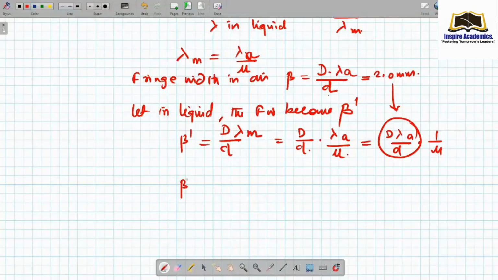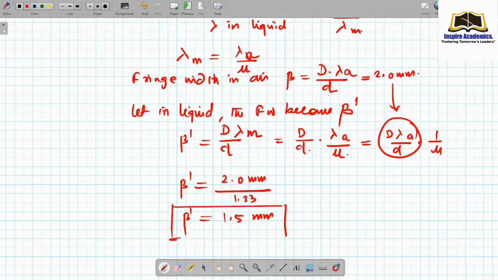Okay, so what will be your beta dash? So your beta dash would be 2 mm, or rather 2.0 mm, upon the value of mu, 1.33. So it will be reduced, so it will be 1.5 mm. That's your beta dash. Tell me how much of this concept is well understood.